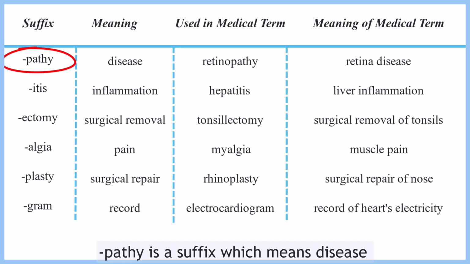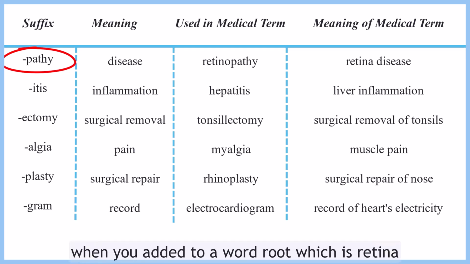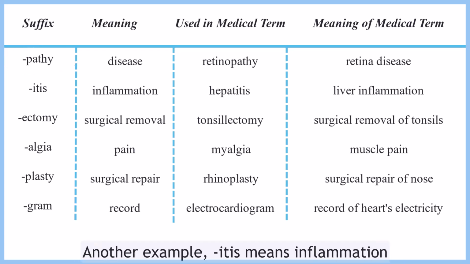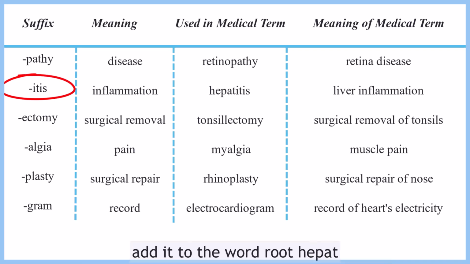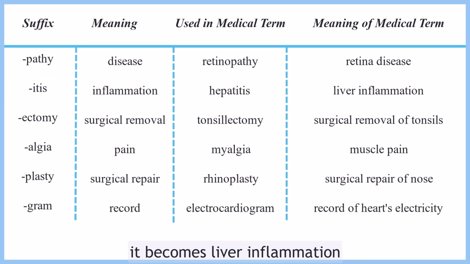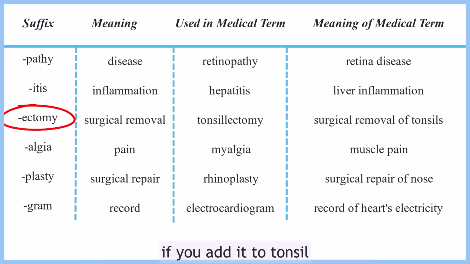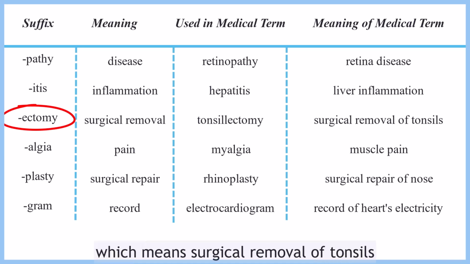Pathy is a suffix, which means disease. When you add it to a word root, which is retina, it becomes retina disease. Another example, itis means inflammation. Added to the word root hepat, it becomes liver inflammation. Ectomy is a suffix, meaning surgical removal. If you add it to tonsil, which is a word root, it becomes tonsillectomy, which means surgical removal of tonsils.